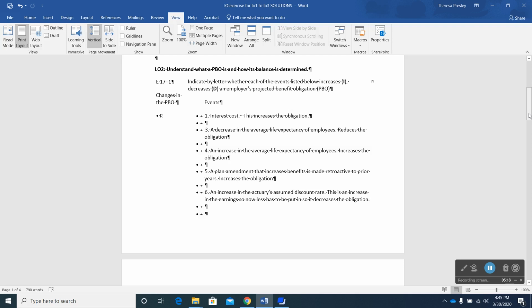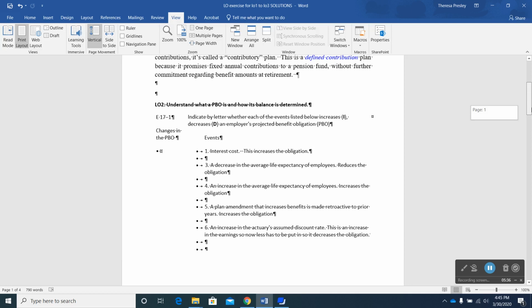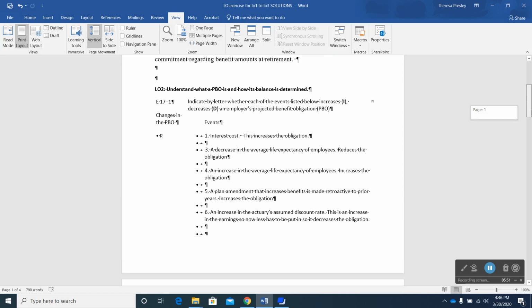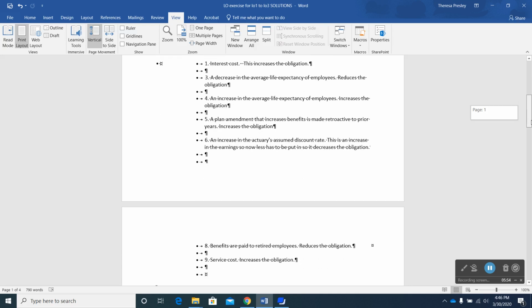A plan amendment that increases benefits, and then they have this phrase, is made retroactive to prior years. Any plan that increases benefits increases the obligation. That's all you need to know there. An increase in the discount rate. This is a tricky one because when you take present value calculations and you increase interest rates or discount rates, what happens here is it decreases the obligation. You kind of have to think about this in present value terms as going backwards or the reverse.